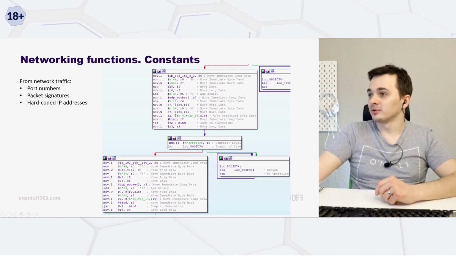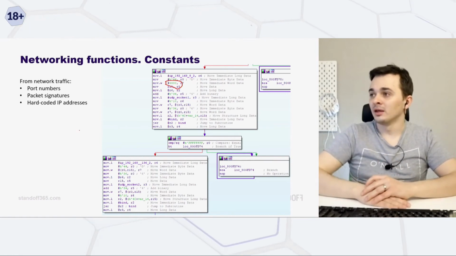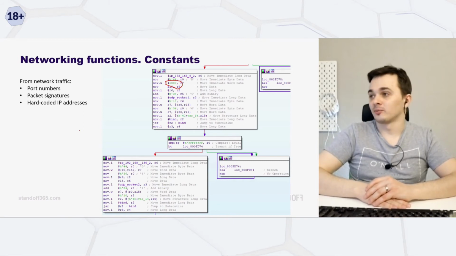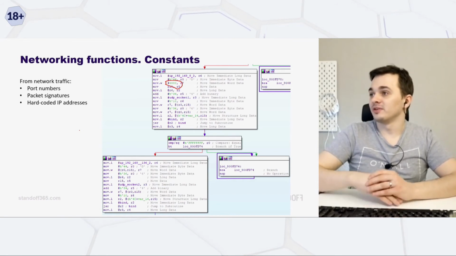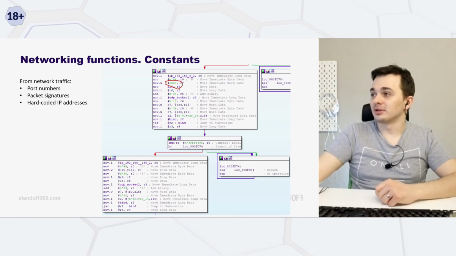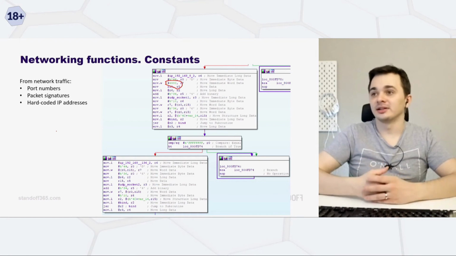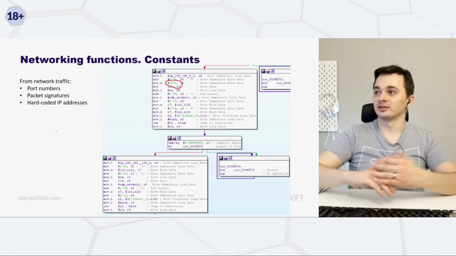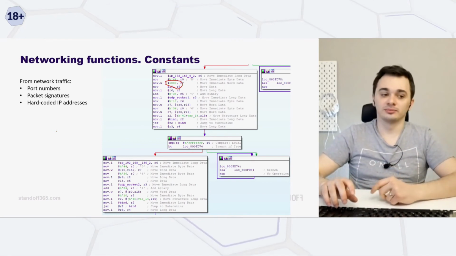We can also see here on the screen a constant. It could have been a different IP address, I realize now, maybe A2. So we can see a constant of 6,000 here. This constant is in line with the port number. As we can see later, it goes into the bind function, and it is also handled by the UDP socket function.